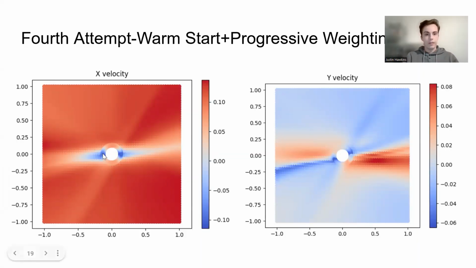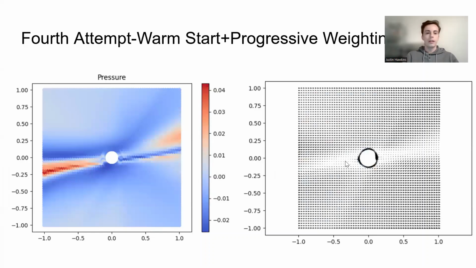You can see zero velocity near the surface of the cylinder. Sorry, I should say at the front and back of the cylinder, faster velocity over the top and bottom. Same thing with the y velocity. You can see it's diverting around. It's still not great, but it was great to see how well it could do.